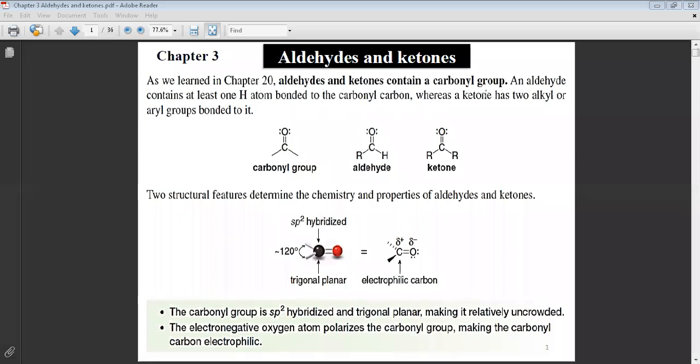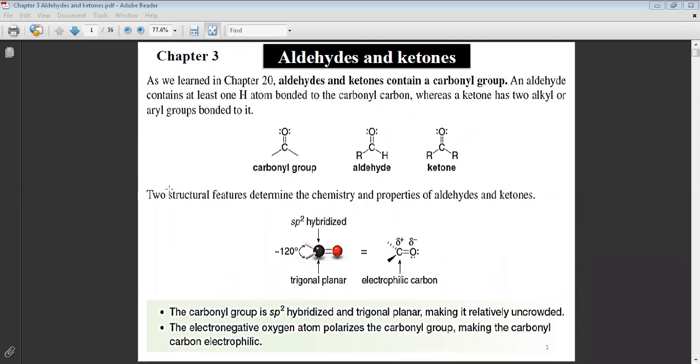Whereas the ketone has two alkyl or aryl groups bonded to it. That means the ketone must have two alkyl groups, or alkyl aryl, or aryl aryl bonded to this carbonyl group. Keep in your mind, if I say carbonyl, I mean carbon double bond oxygen, the carbonyl group. I hope this is clear.